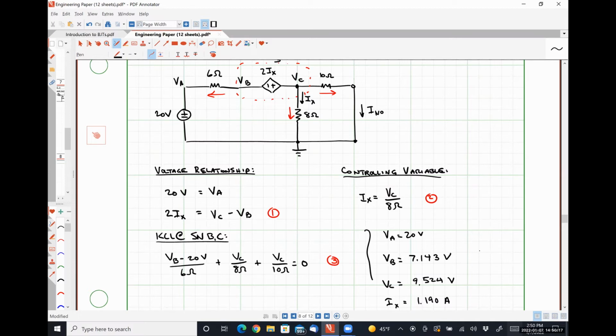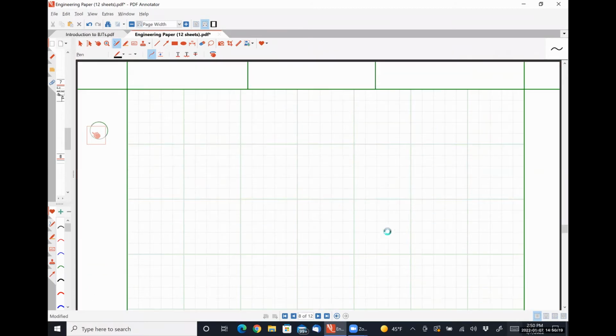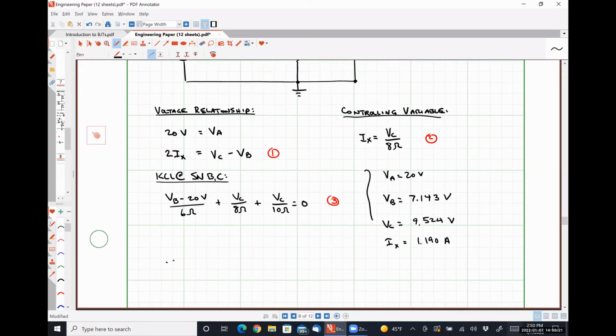That's absolutely correct. I Norton would be VC over 10 ohms, which should look like 0.952 amps, if I moved my decimal place one point to the left correctly, which I feel relatively strongly that I did. Bradley, I wanted to ask if we could go through that with mesh analysis as well.